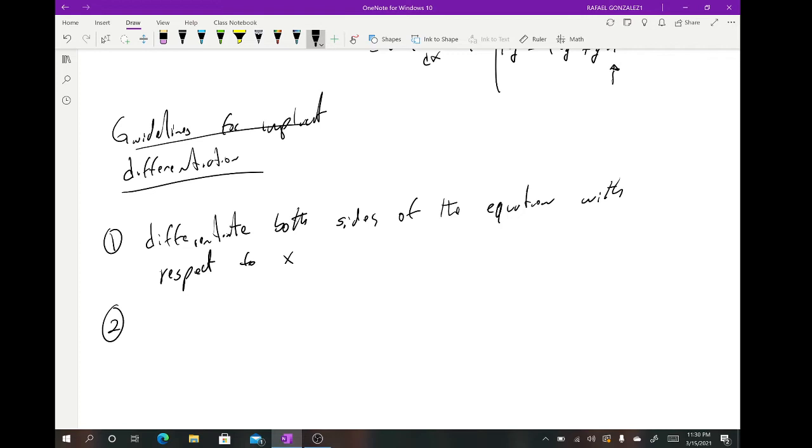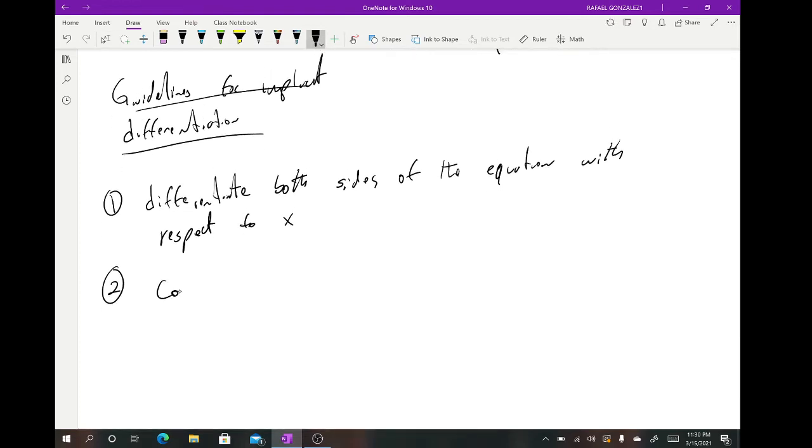Number 2, you will collect all terms involving dy dx, meaning anything that's being multiplied to dy dx, and you'll move them to the left side of the equation, or the equal sign.